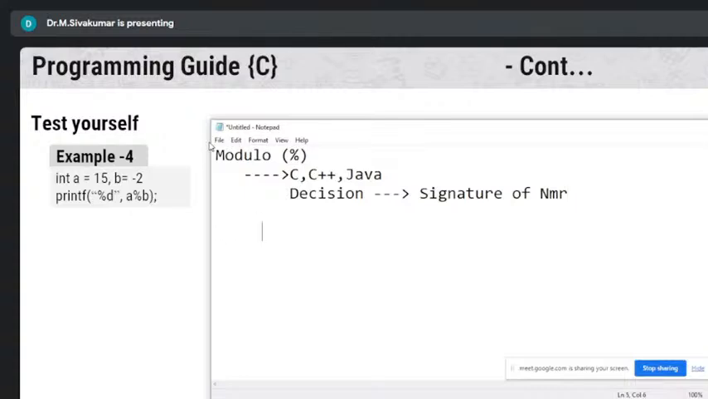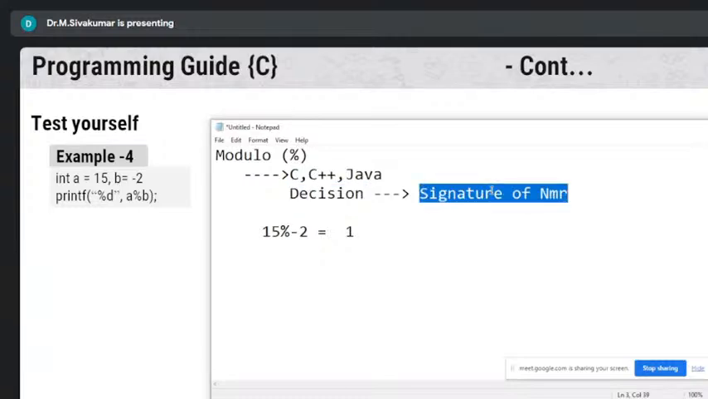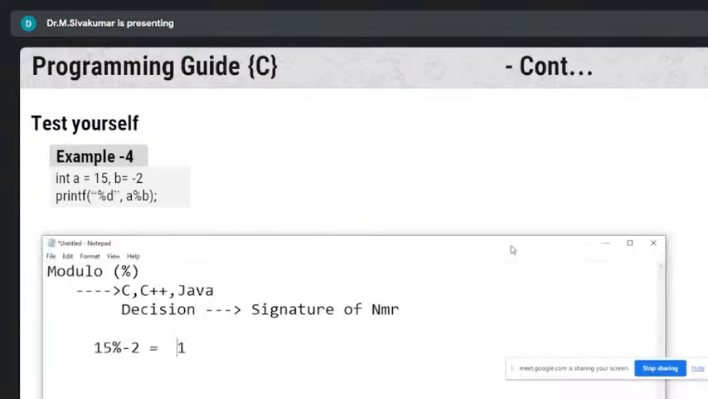In this question, I'm having 15 modulo by minus 2. So here the numerator is 15 and the denominator is minus 2. Let us forget the minus signature: 15 modulo by 2, the remainder will be 1. For the final decision, we have to consider the signature of the numerator. Here we are having positive, so the answer is plus. That's all. The same thing you have to apply for all the languages: C, C++, Java. I have given another example also for understanding.